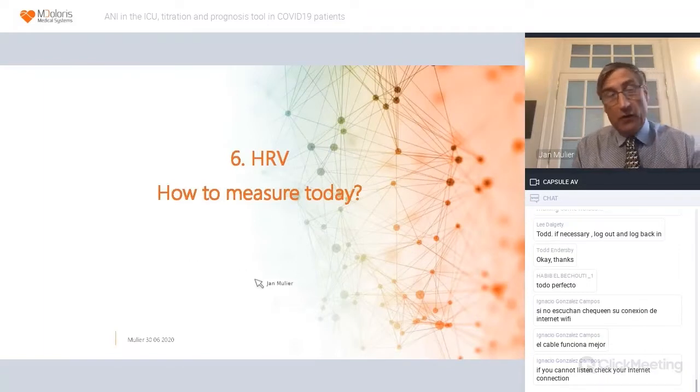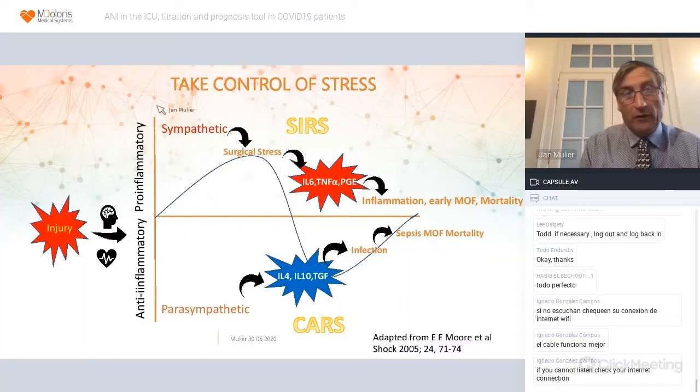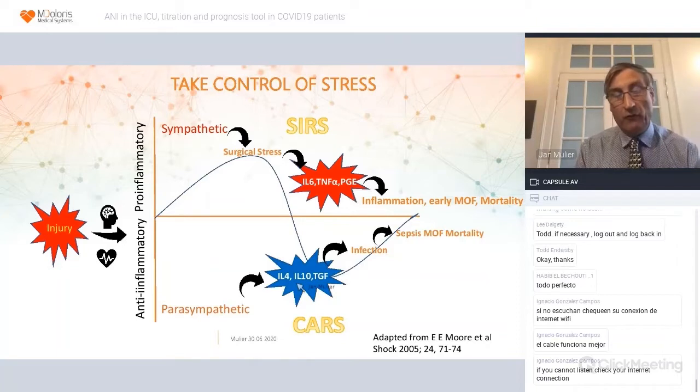How can we measure heart rate variability? We'll go very shortly over one of the existing tools to do that. If we have an injury, we will get an activation of the sympathetic system initially, later on some activation of the parasympathetic system, but the imbalance between sympathetic and parasympathetic system will be seen. We will get an impact.